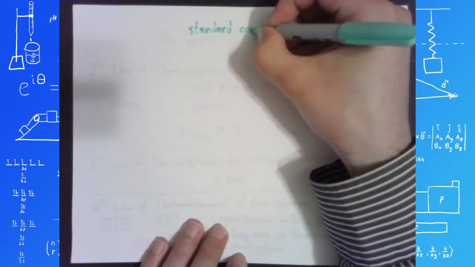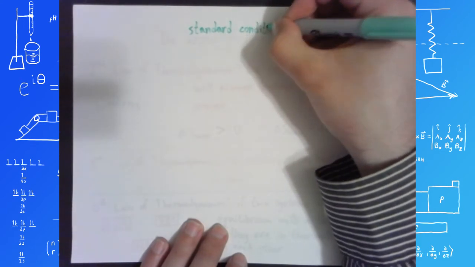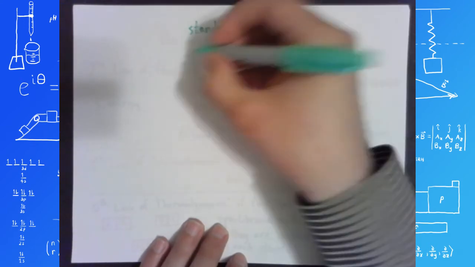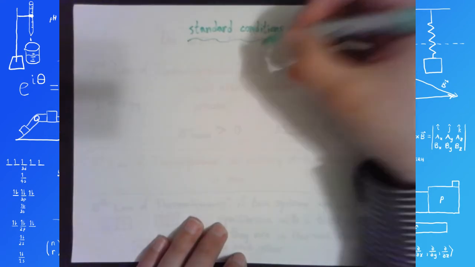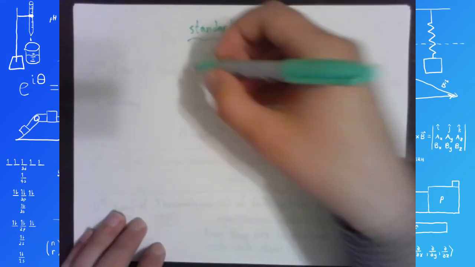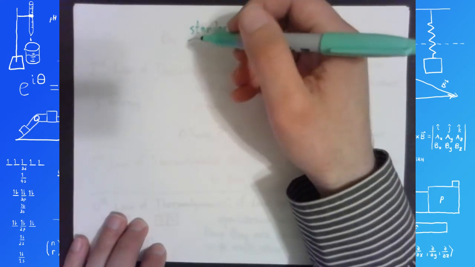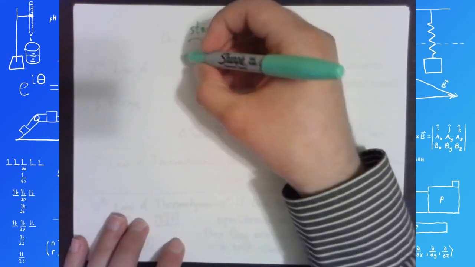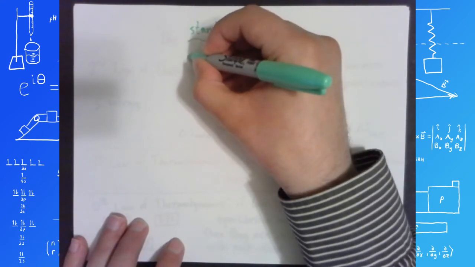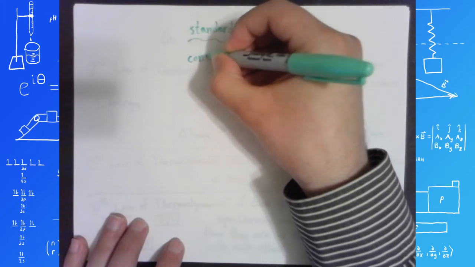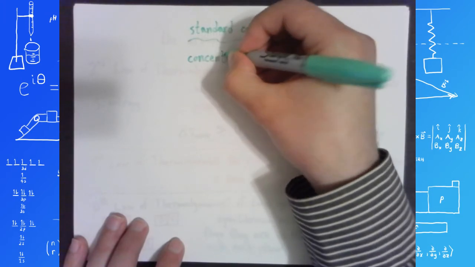Standard conditions in thermodynamics means two different things. If you're dealing with aqueous substances, then standard concentration is 1 molar.